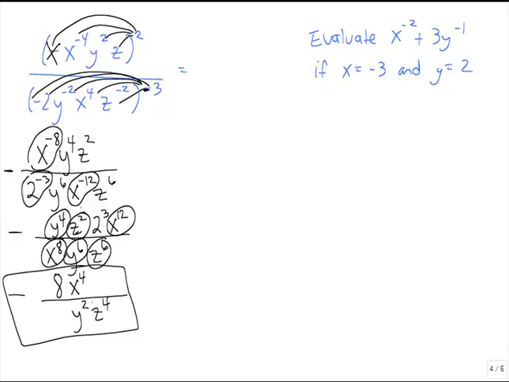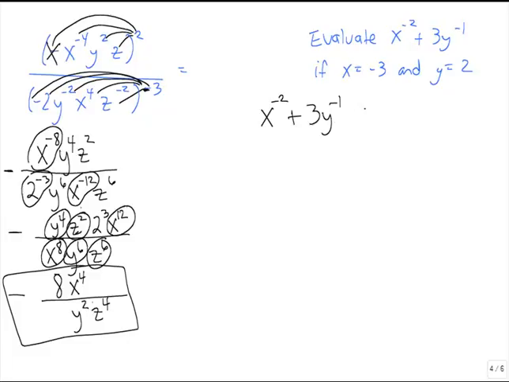Now this last example on exponents is a little bit different. It's actually a substitution problem, but it's kind of a tricky one for students. We have the expression x to the negative 2 plus 3y to the negative 1, and we want to substitute in values for x and for y. What I often recommend on a problem like this is that before you substitute anything in for x and y, rewrite this initial expression without any negative exponents.